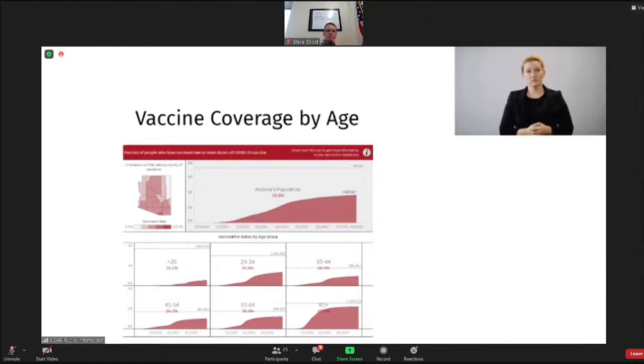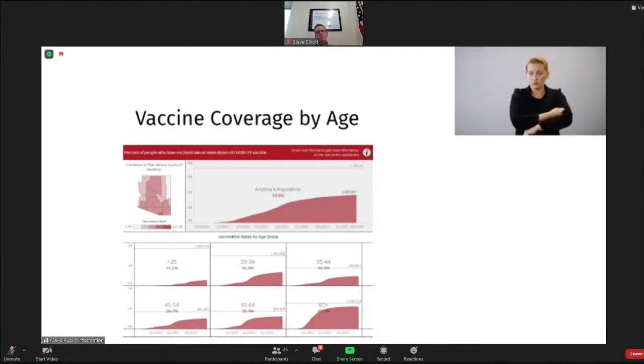And vaccine coverage among our most vulnerable populations, our 65 and older, is high in Arizona. Nearly 90% of those individuals have received at least one dose of vaccine. And this is important because when you look at the deaths since the beginning of the pandemic, over 90% of the total deaths in Arizona have been in those that are 55 years of age and older. And almost 90% of our 65 and older are vaccinated with at least one dose, and about 70% of our 55 to 64-year-olds have at least one dose.